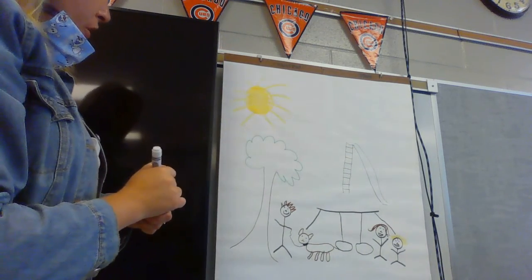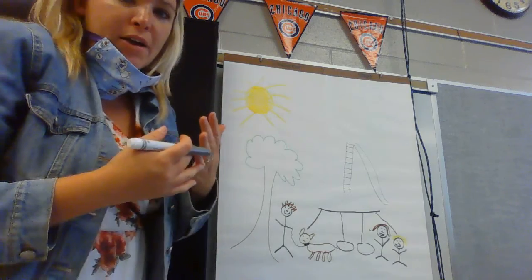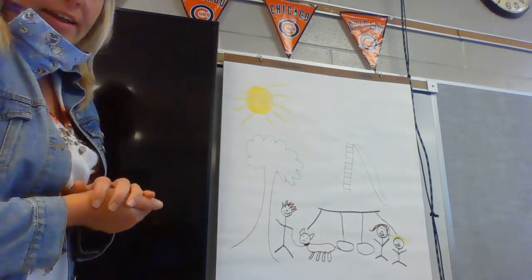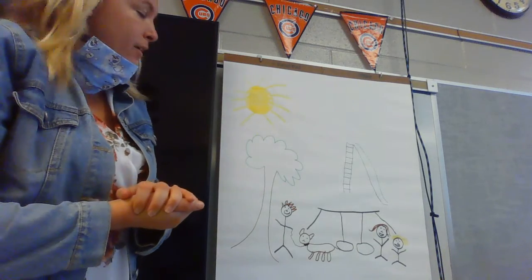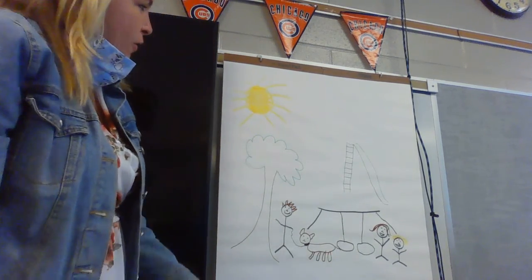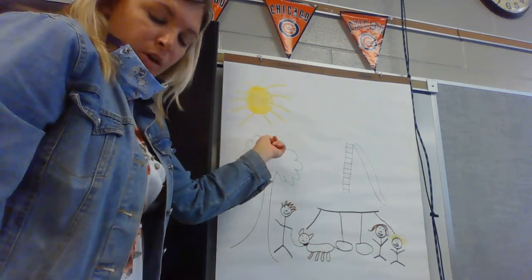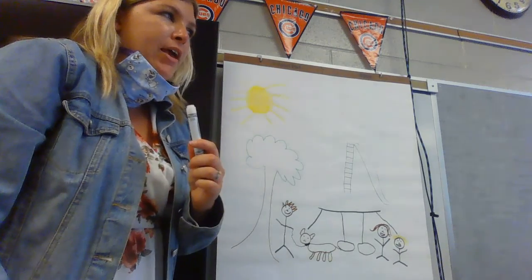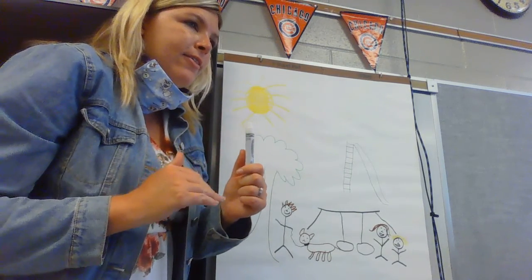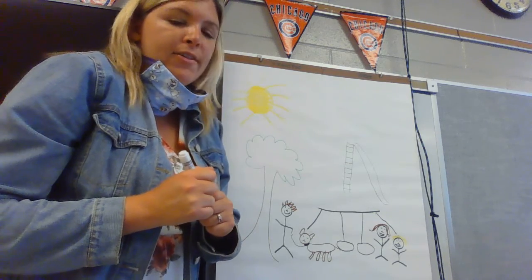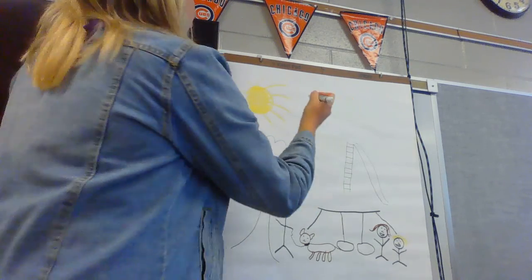Now, we have a pretty good picture. If I had more time, I could go back and add some more details. What we're going to do today is I need some help labeling my picture, okay? So let's see if we can add some labels. What is this? You're right, it is a sun. Let's listen to the beginning sound we hear in sun. S, s, s. Does anyone know what letter makes the s sound? Yes, an S.